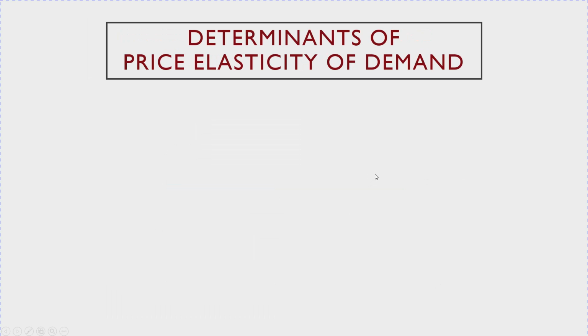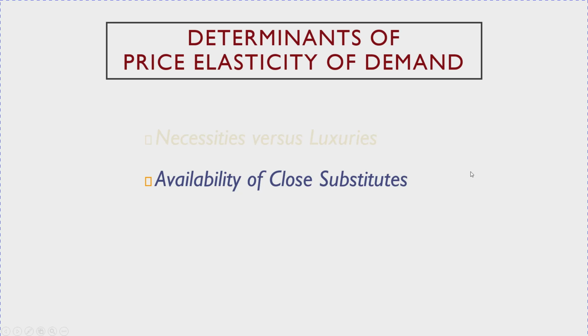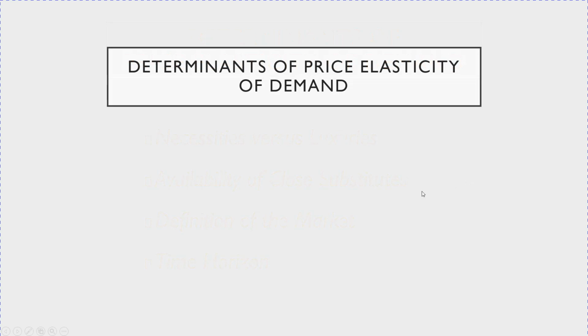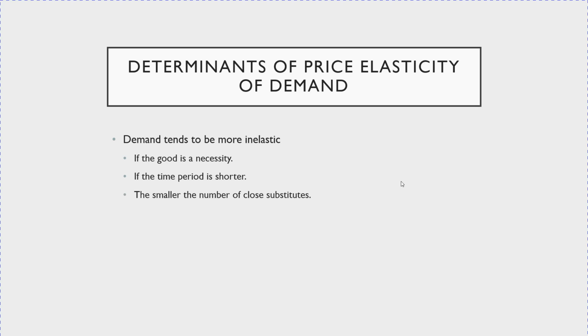Okay, so what are the determinants of price elasticity of demand? Necessity versus luxury, availability of close substitutes, definition of the market, and time horizon. These are all things that determine the price elasticity of demand. Demand tends to be more inelastic if the good is a necessity, so you require it, you need it. The time period is shorter, so you don't have the ability to change your purchasing patterns or time to go find a new good to substitute. And there's a small number of close substitutes. These tend to be inelastic.